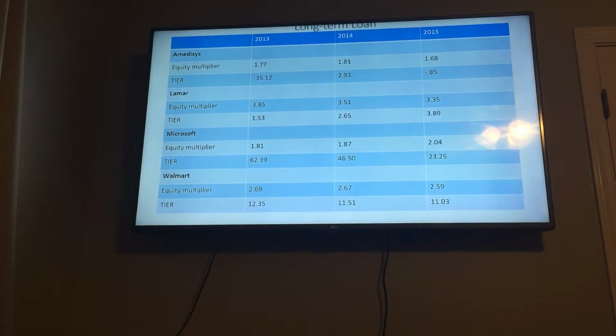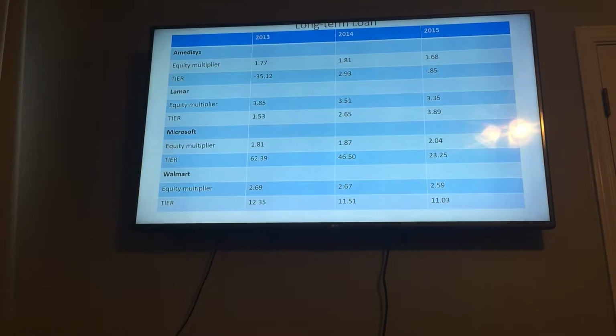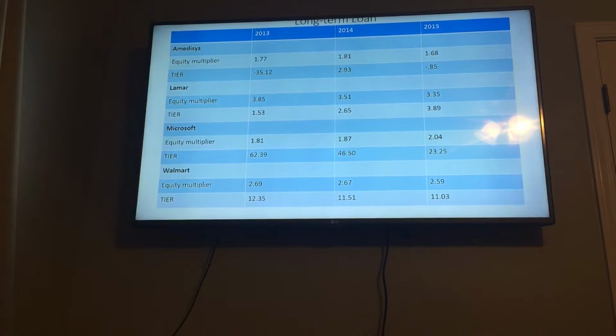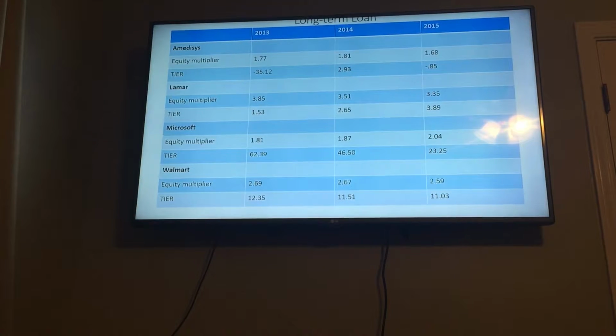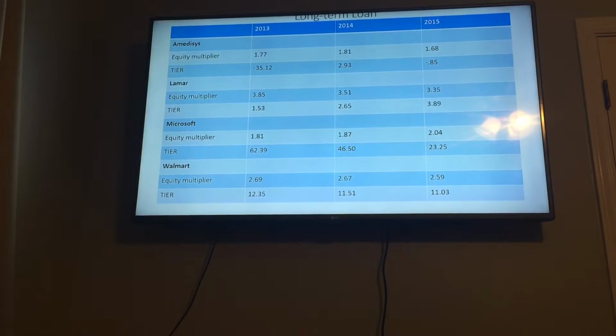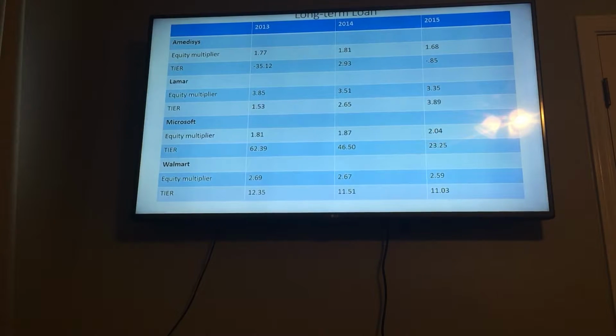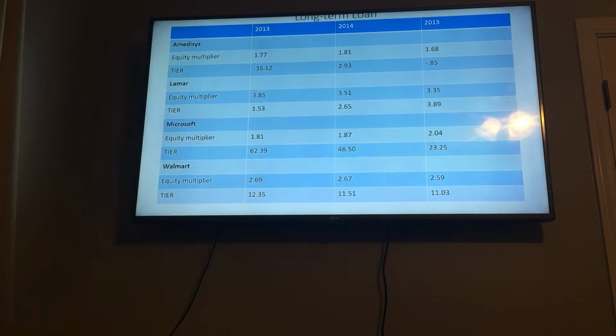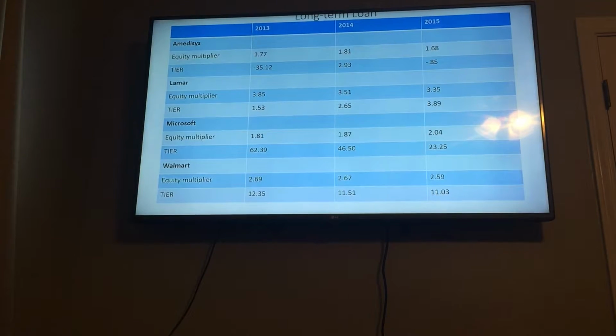Okay, now on to the long-term loan. There are two key ratios, and these are equity multiplier and times interest earned. Equity multiplier is calculated by dividing total assets by shareholders' equity. What the equity multiplier is calculating is how much of the firm's assets are financed by shareholders' equity. So having a lower equity multiplier is better.